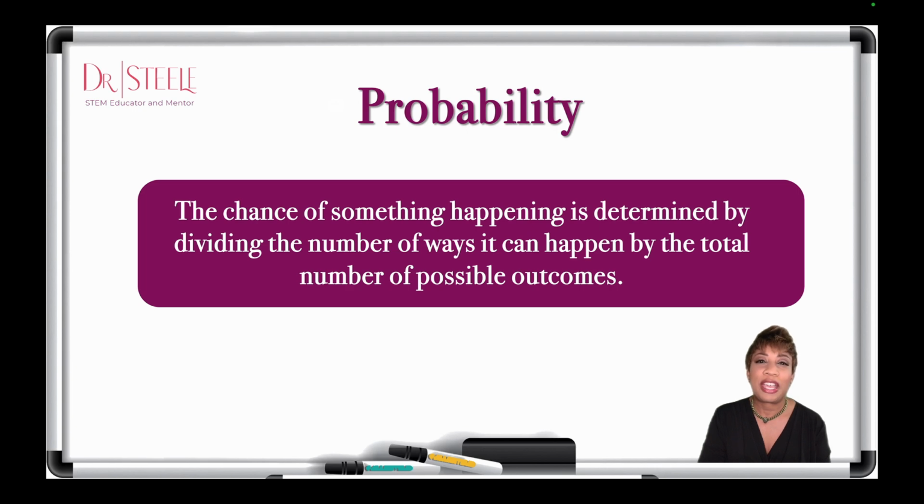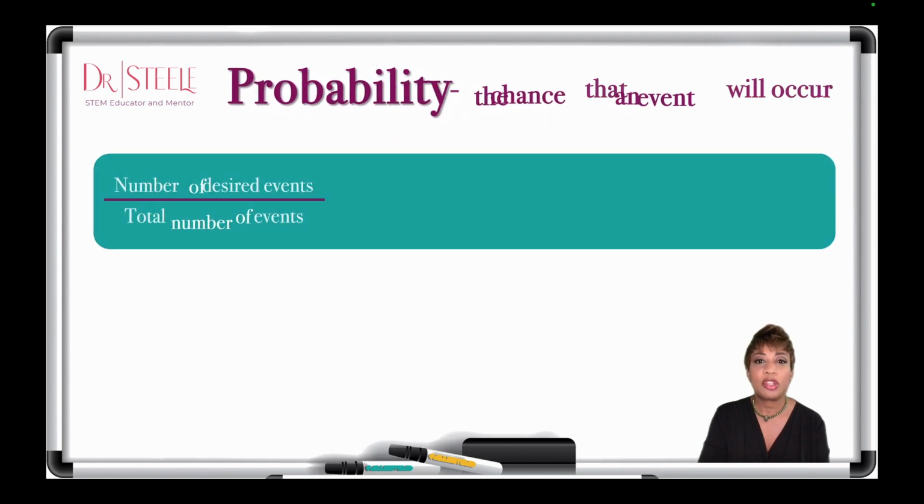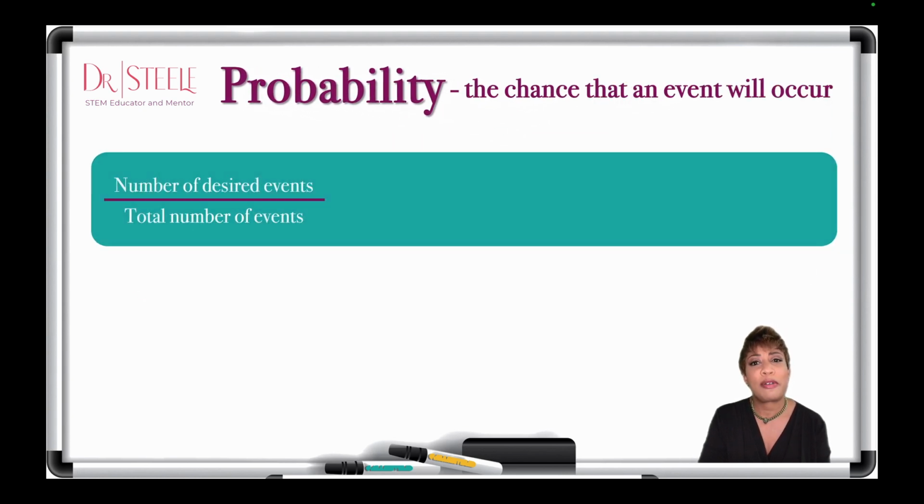So in your book, you might have a fancy kind of definition that doesn't really make too much sense. So I tried to write one that's pretty straight and to the point. The chance of something happening is determined by dividing the number of ways it can happen by the total number of possible outcomes. Another way you can think of it is the probability is a chance of something happening.